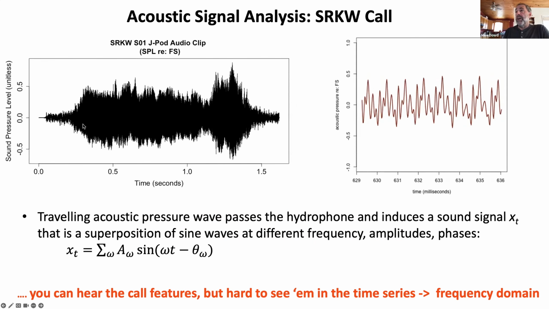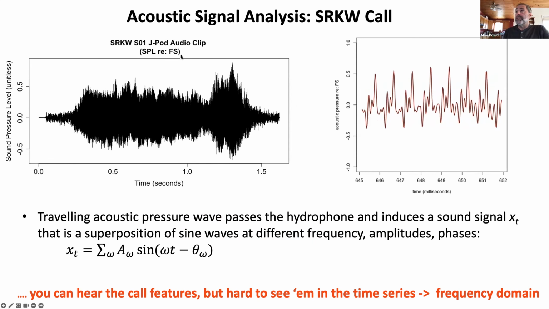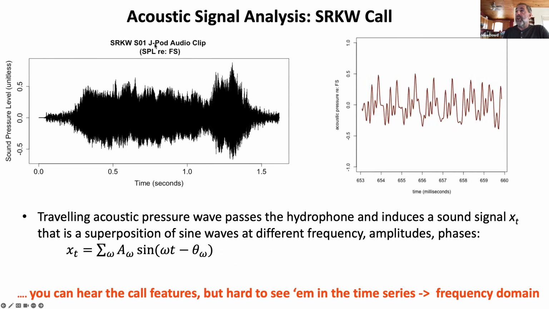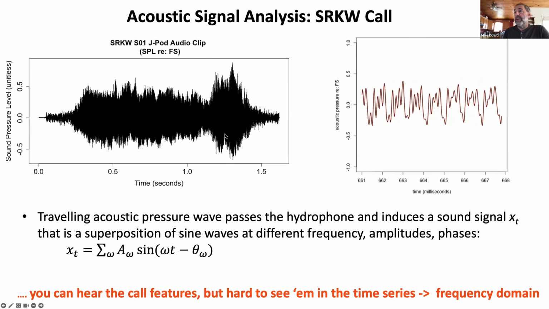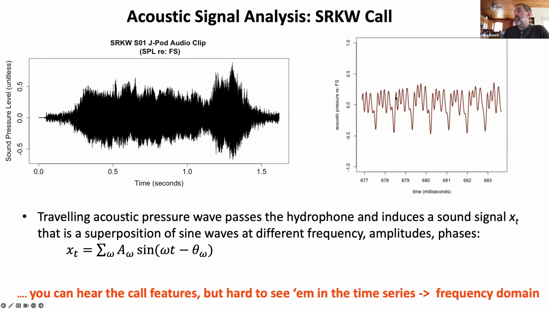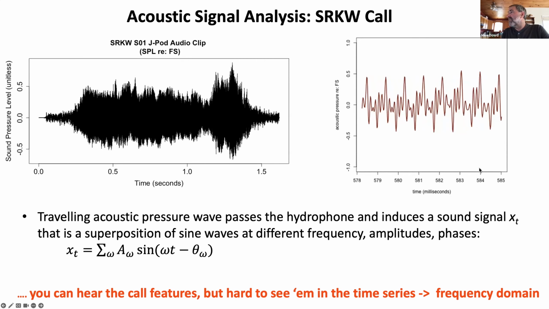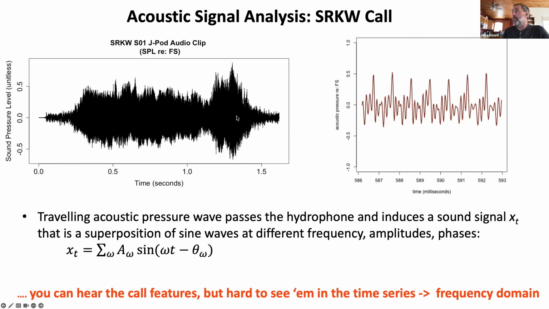Here's an example of a time series of sound pressure level. That is basically an S1 call from J pod right here. You can see the duration is about 1.5 seconds. And this shows you the details of the call. This is like a 5 or 6 millisecond window that's just sweeping through this.